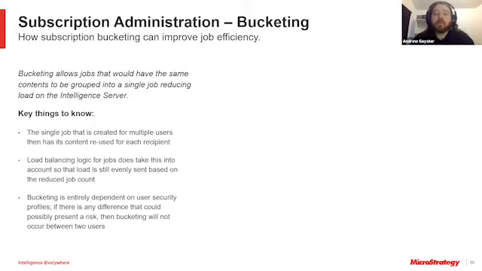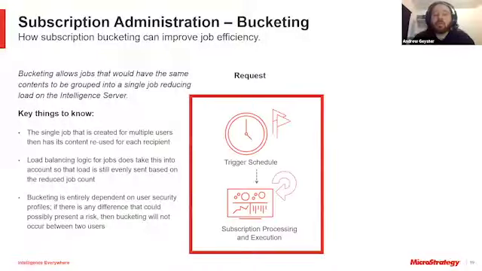One of our newer features that we have in order to improve the administration of your subscriptions is our bucketing functionality. Bucketing allows multiple jobs that have the same desired delivery content to be grouped together into a single job. That way you can have what would be 100 jobs executing for different sales personnel, for example, only being executed a single time instead of 100 times on the intelligence server. This helps to reduce load and reuses the content for each different recipient.